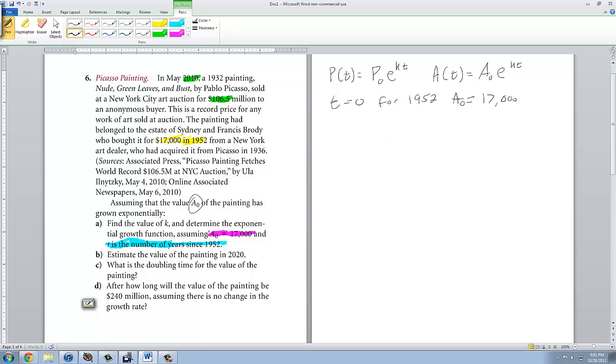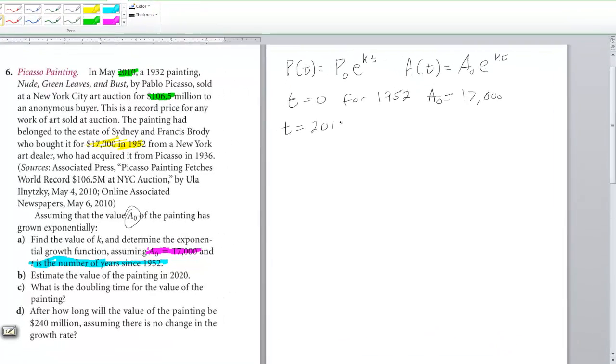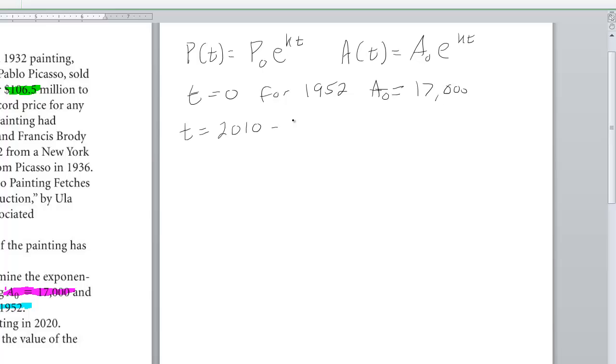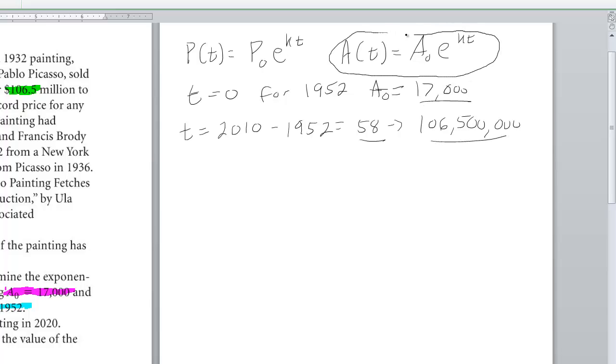The other thing they tell you is that in 2010, this is what I have in green here, it's 106.5 million. Now 2010 of course is not t, because t is the number of years after 1952. So t would be 2010 minus 1952, which is equal to 58. And that gets you 106,500,000. Okay, so now let's put all of this into the equation.